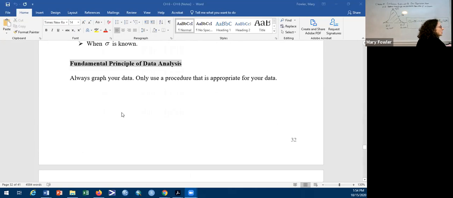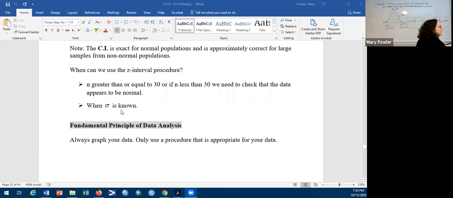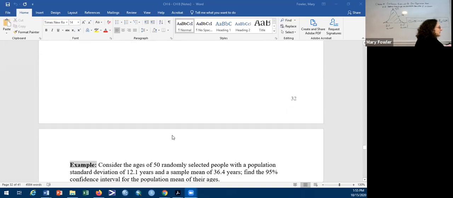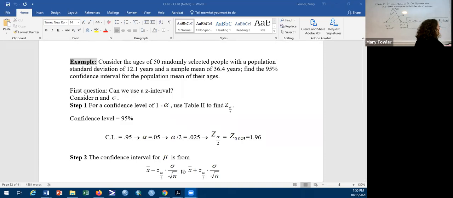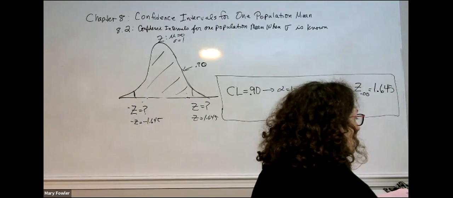It's really important to only use this procedure when, in fact, you either have normality of the parent population or a large sample size. If you have a small sample size, you might need to graph the data to confirm normality before you jump in and use this process. Okay, so I want to go through this example. I'll go ahead and take it over onto the board.